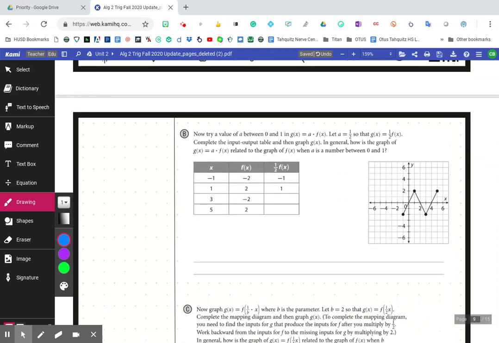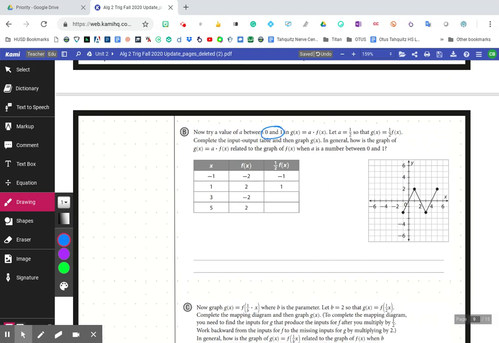So looking at part B, we're going to try a value of a between 0 and 1. So this time we're going to do 1/2. So we're going to multiply everything by 1/2, complete the table, graph it. How is it related? Okay, so I'm going to multiply by 1/2. When I multiply -2 by 1/2, I get -1. When I multiply 2 by 1/2, I get 1. When I multiply -2 by 1/2, I get -1. When I multiply 2 by 1/2, I get 1.